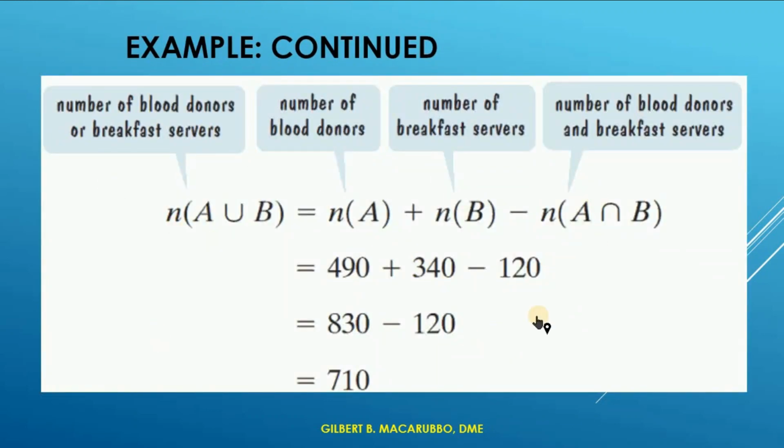So this is now the solution. The number of blood donors or breakfast servers. Okay, so ito siya. Number of blood donors is set A, represented by A. Number of breakfast servers, represented by B. Number of blood donors and breakfast servers. Okay, then substitute it. So 490 plus 340 minus 120. 490 plus 340 is equivalent to 830, minus 120 is equivalent to 710.